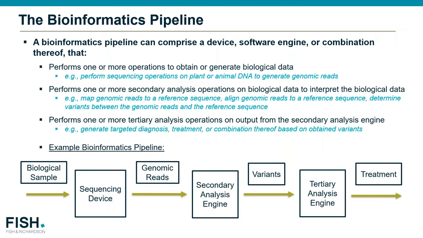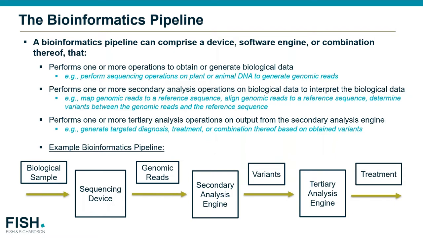So to start that discussion, we want to give an example of a bioinformatics pipeline and define it so that it provides context to the rest of the discussion. A bioinformatics pipeline can comprise a device, software engine, or combination of both that performs one or more of these stages. It can include one or more operations to obtain or generate the biological data. One example of obtaining or generating the biological data may include sequencing operations on plant or animal DNA to generate genomic reads.